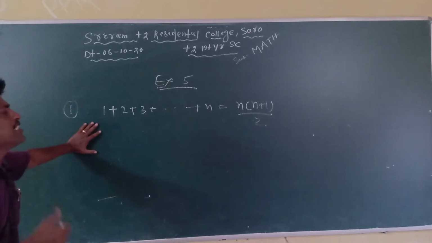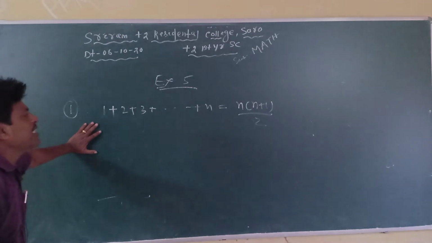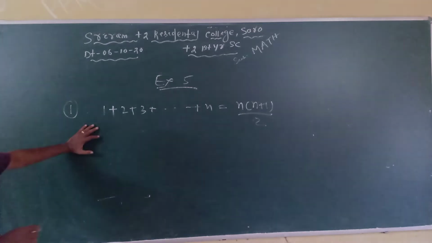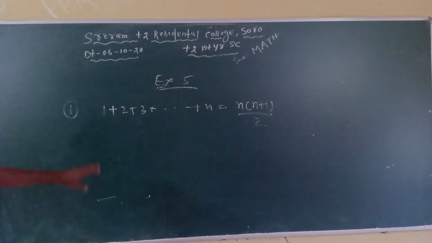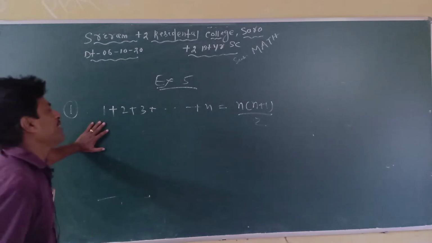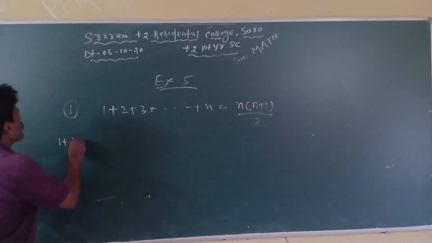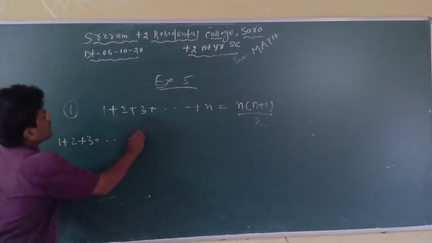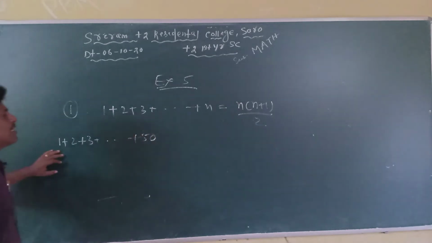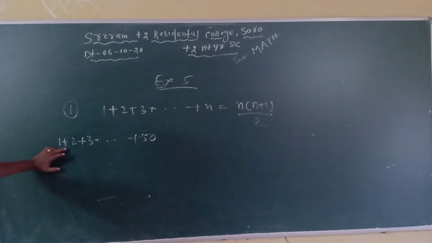So the teacher gave a task: Gauss, you are creating disturbances in the class, so go and add from 1 to 50. That is 1 plus 2 plus 3 plus up to 50. The teacher gave this task to Gauss to find the value.